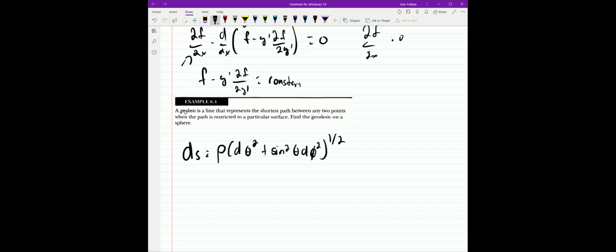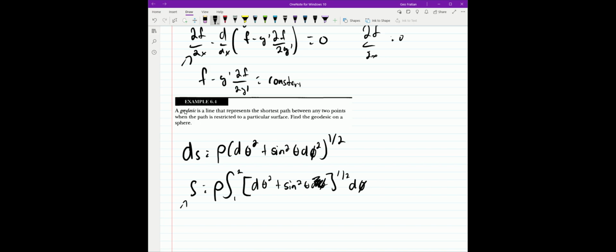And we can basically solve for s, right? Integrating, s is equal to rho between points, I'll call it 0.1 and 0.2, of (d theta squared plus sine squared theta d phi squared) to the 1/2. Actually, let's take the d phi out because it's squared, right? Okay. And now we look at this expression, and what do we notice?